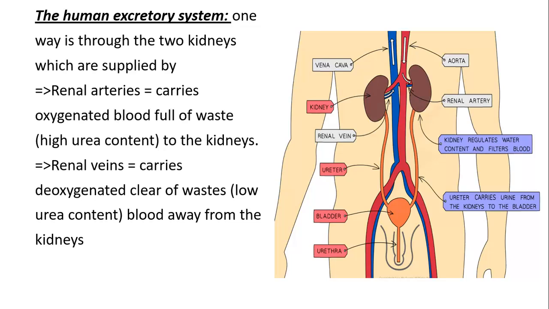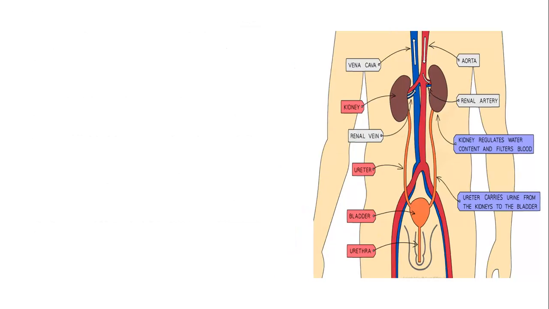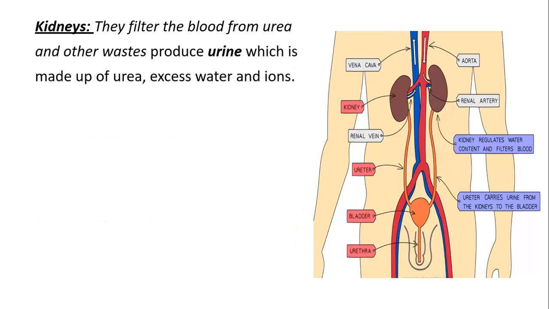Again, renal arteries carry oxygenated blood that is full of waste. So yes, it's oxygenated, but still it contains a high percentage of urea. And then renal veins coming out of the kidneys will join again into the vena cava, remember, they contain deoxygenated blood. Yes, it's deoxygenated, yet it's clear of urea or has very low urea content because it was filtered in the kidneys.